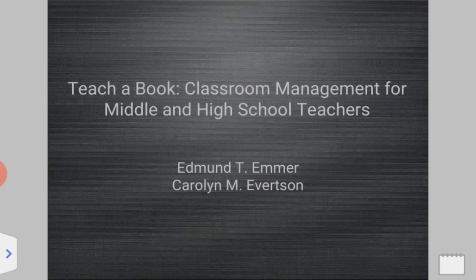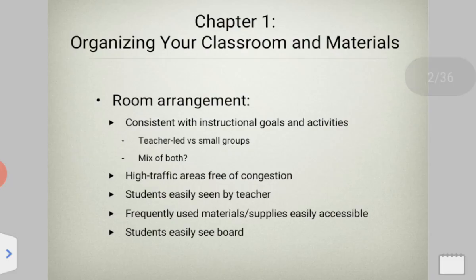So let's start with chapter number 1. As you can see, the book is divided into chapters, and the idea is, as I told you before, to highlight the most relevant aspects that I consider you should be related to. First of all, we will be talking about organizing your classroom and materials. Although it seems to be a silly aspect, right?